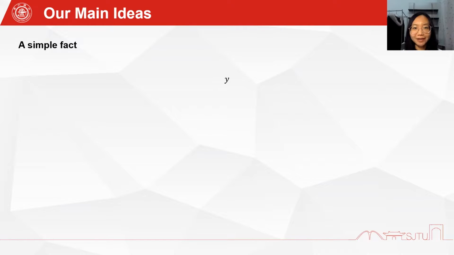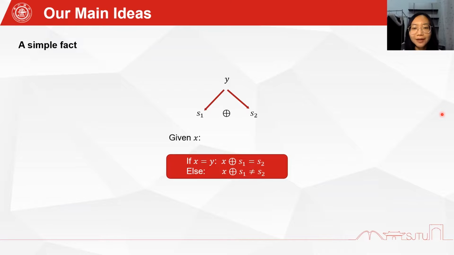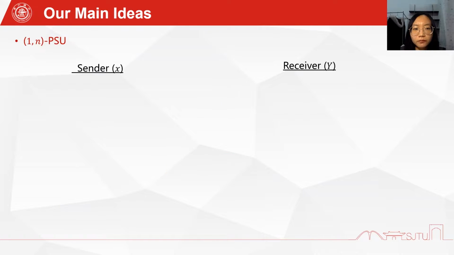Let's move on to our main ideas. First, I will introduce a simple fact and then explain how we design our protocol based on this simple fact step by step. We assume that item y is shared to S1 and S2, such that y is equal to S1 XOR S2. Then given another item x, if x is equal to y, then x XOR S1 is equal to S2. Otherwise, x XOR S1 isn't equal to S2. Next, I will show how we take the above simple fact as a starting point to design our protocols.